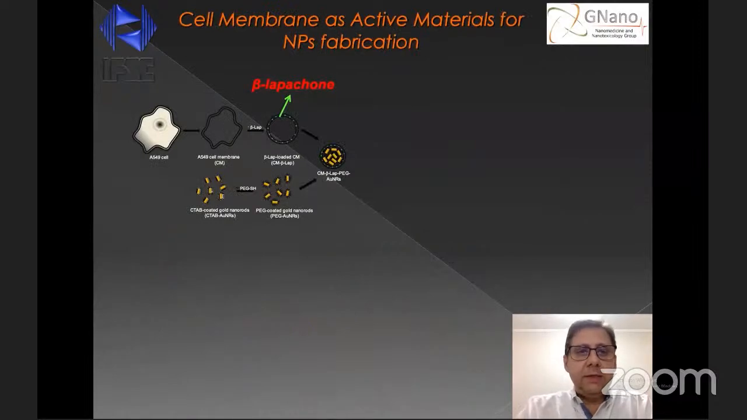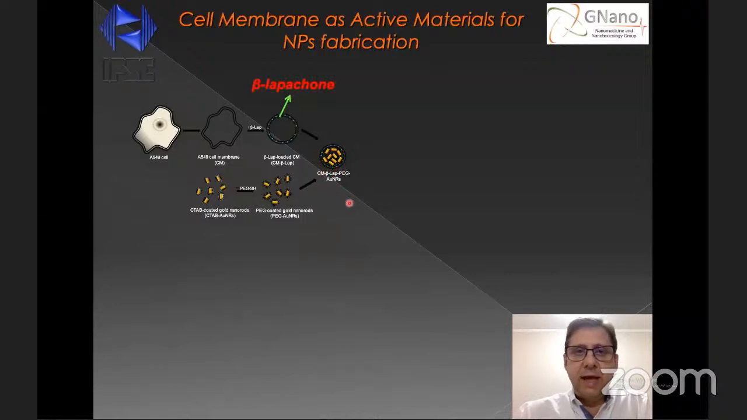To produce these cell membrane nanocapsules, we first cultivate the cells. In this case, all the nanocapsules were produced using the A549 lung tumor cell. After cultivating the cells, we extract the cell membrane, and then we co-extrude the cell membranes with the nanorods, allowing the fabrication of these so-called cell membrane nanocapsules. Inside them, we can incorporate the nanorods.